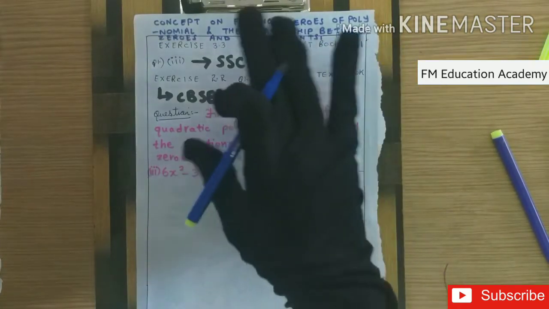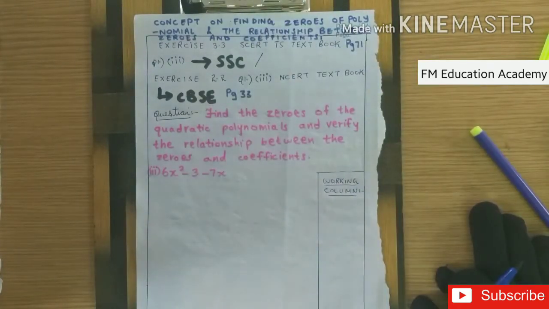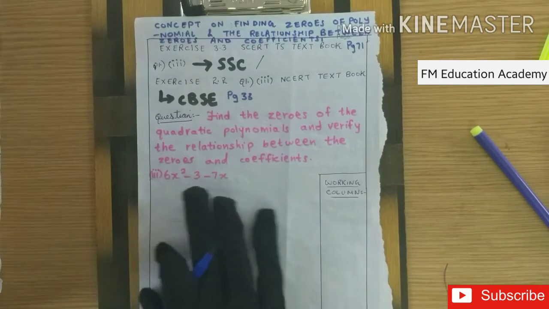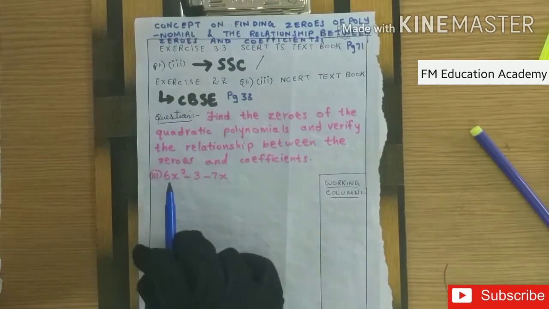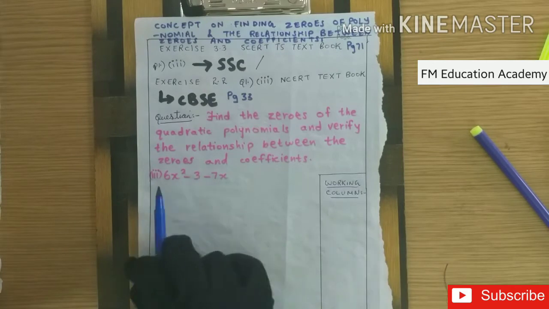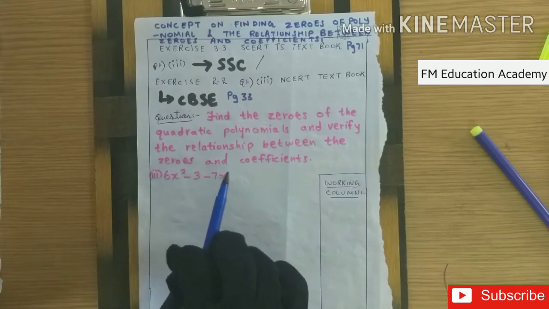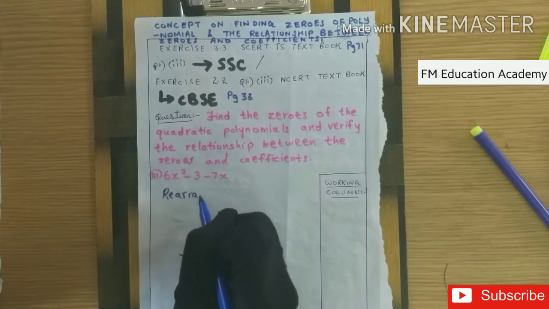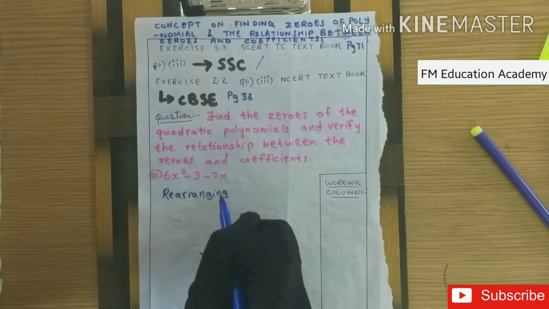In SSC you have exercise 3.3, question number 1, third bit, and also in CBSE you have exercise 2.2, question number 1, third bit. Okay. So if you observe this quadratic polynomial, it is in the form of ax squared plus bx plus c. But is it arranged properly? No, it is not arranged in the form of ax squared plus bx plus c. So we will rearrange it in the form of ax squared plus bx plus c.